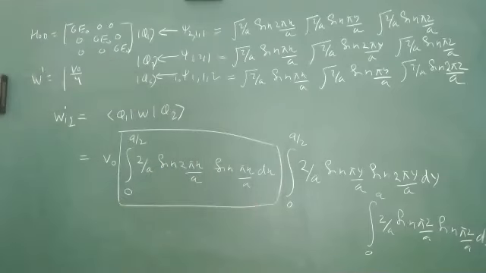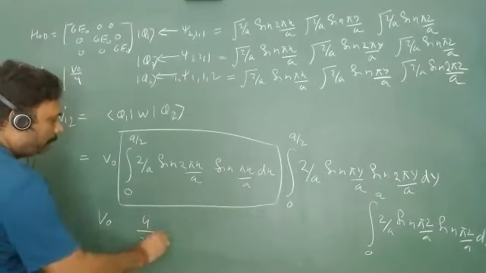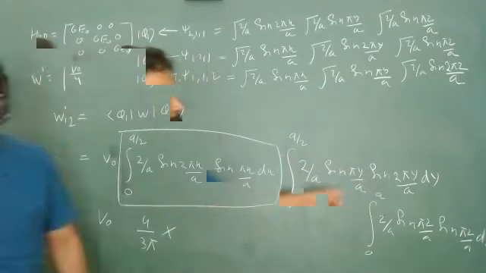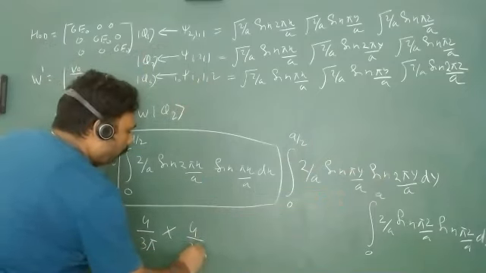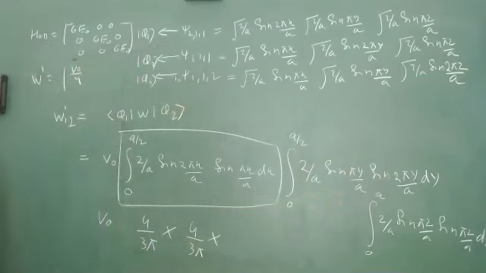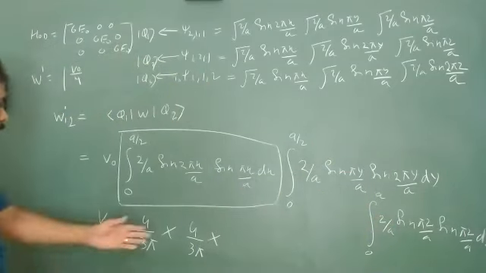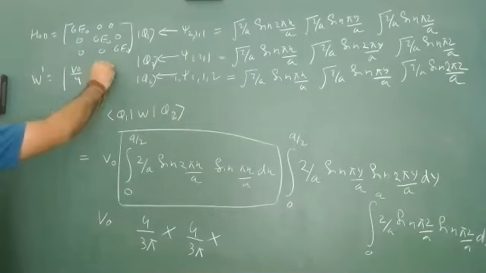You just did it. 4 by 3 pi. Very good, this integration is 4 by 3 pi. What will be this integration? 4 by 3 pi. Very good. You have to do this in the exam, you won't spend 1 hour. What will be this integration? 1, sir. So you have 16 upon 9 pi square V naught.